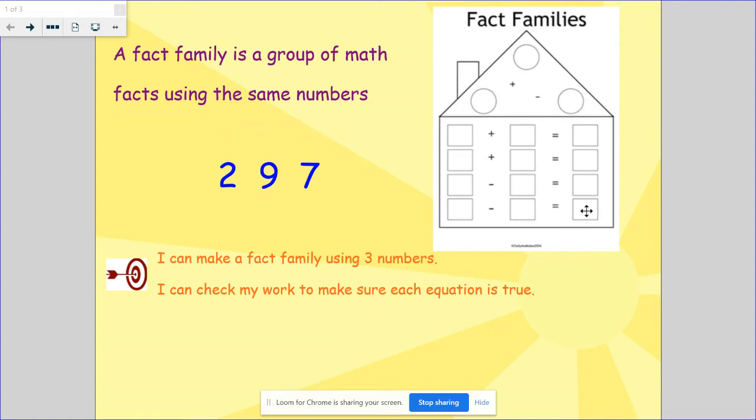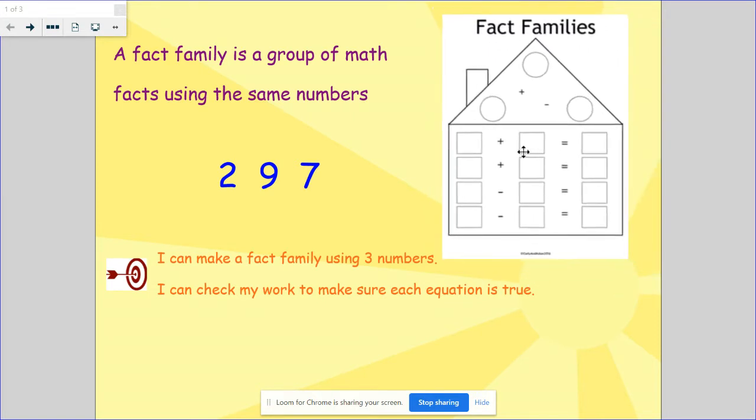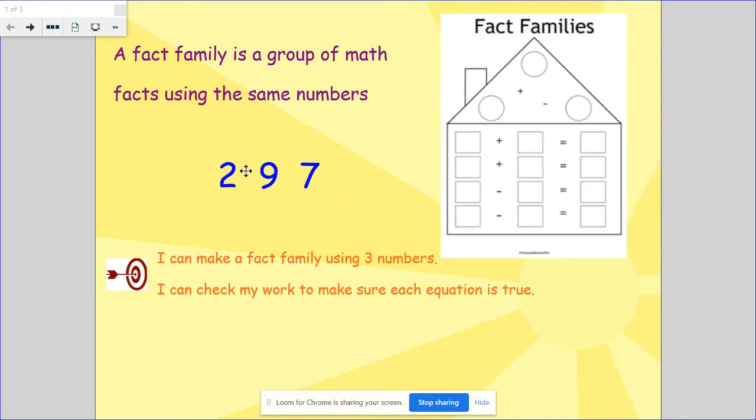Now, this image over here might look familiar to you from first grade, and we're going to be using a model or a frame that looks just like this in order to make our fact families today. So let's look at our targets today, mathematicians. Two targets that we're going to think about today. The first one is, I can make a fact family using three numbers. I can think about that in my math brain.